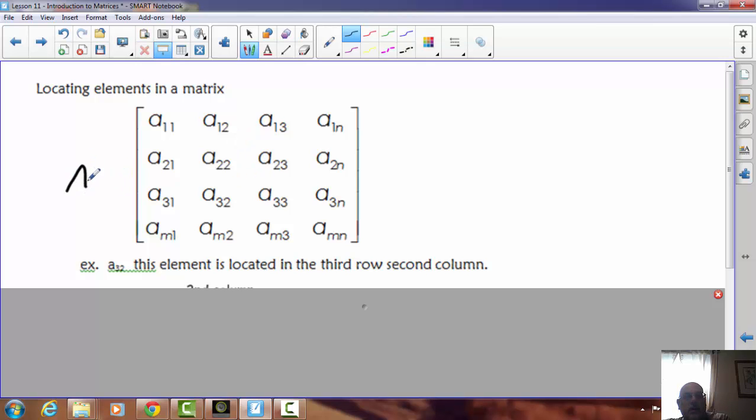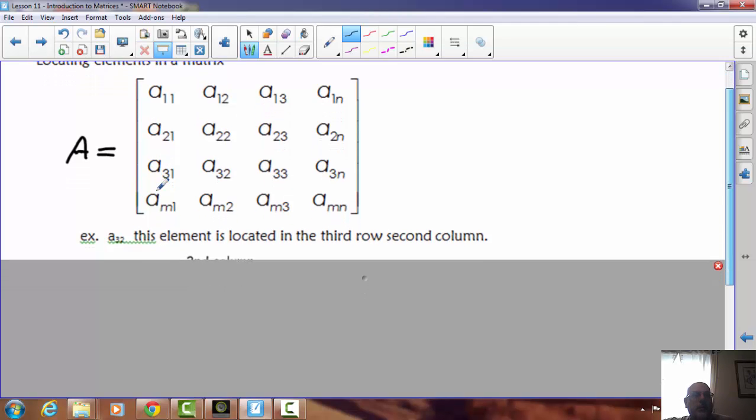Matrix A. So if we look here, that's row 1, column 1, row 1, column 2, row 1, column 3, row 1, column whatever, column n. Row 2, columns 1, 2, 3, and whatever this other one is. If we look here, row 3, column 1, column 2, column 3. So that's how we can locate elements in a matrix.